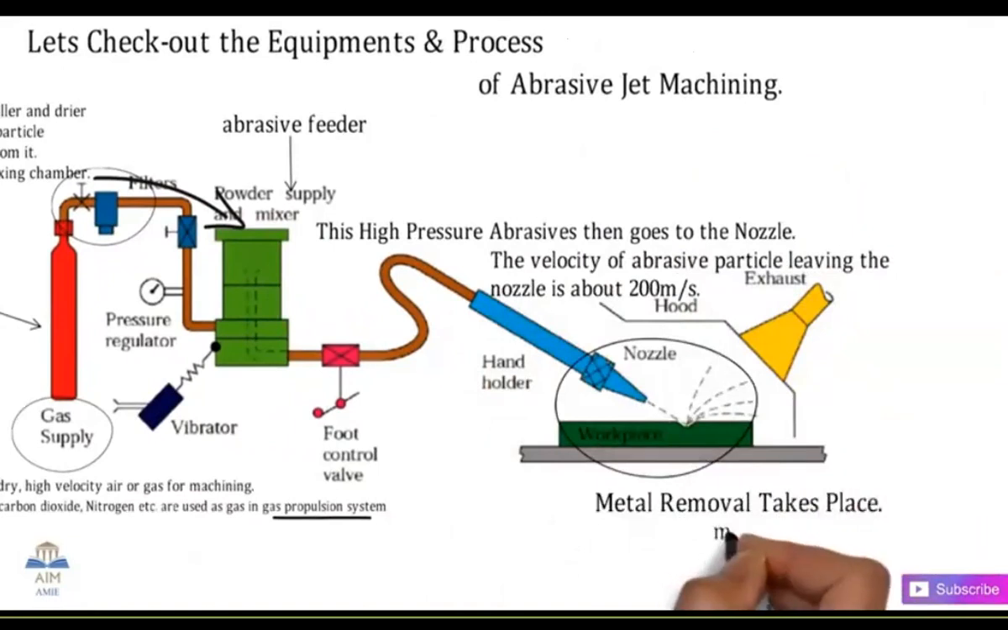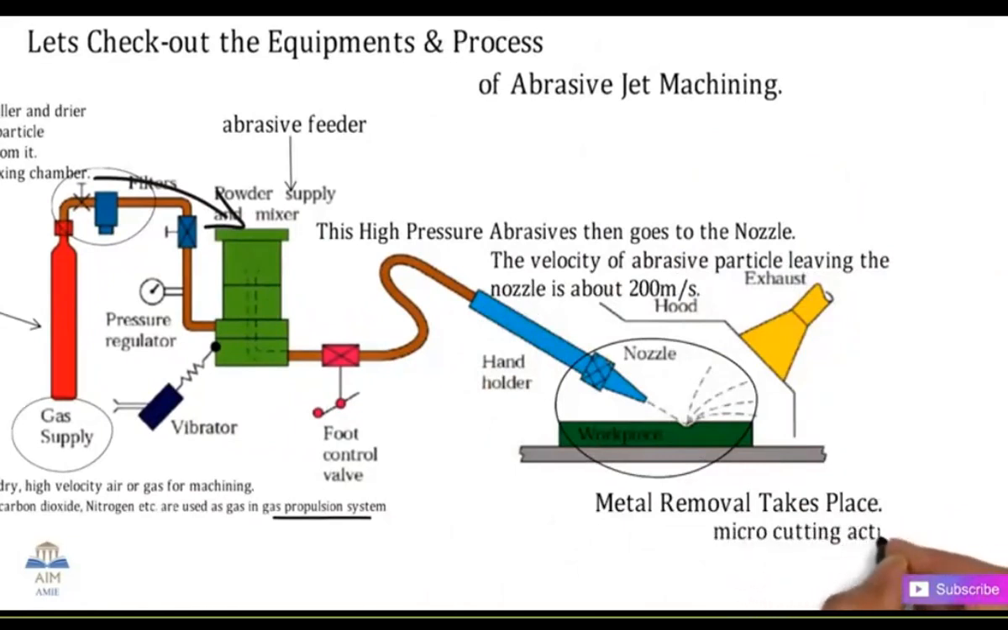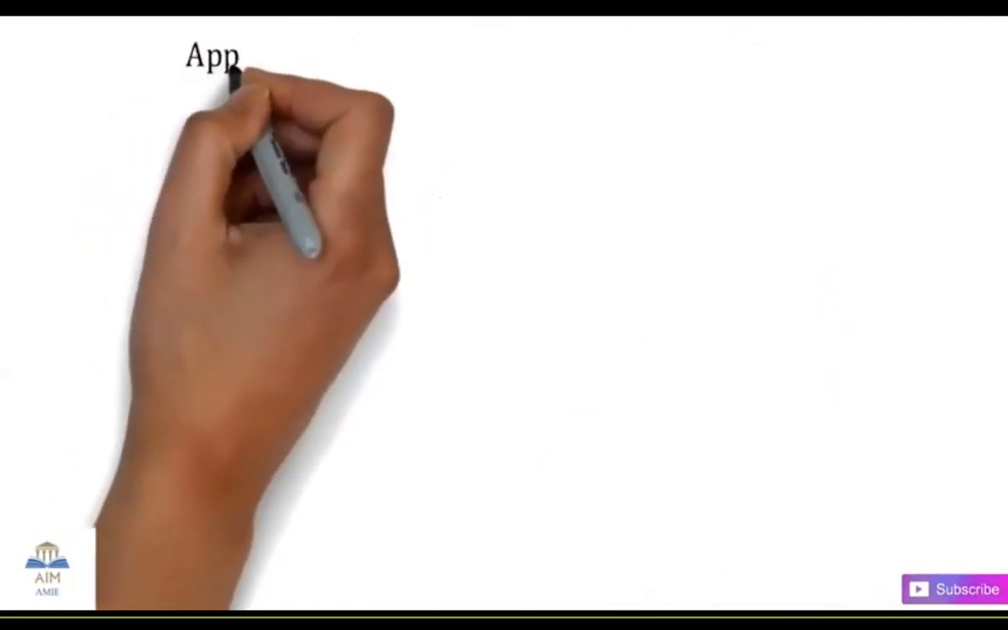At that point, the metal removal takes place. This is the micro cutting action that takes place on the surface of the workpiece. In this case, brittle fracture of the workpiece is carried out. So guys, that was basically the process.